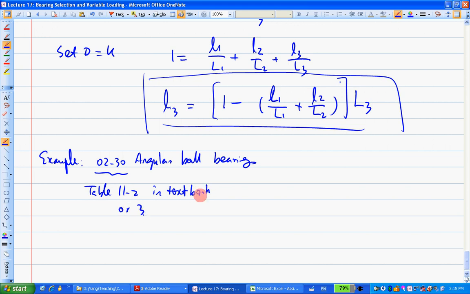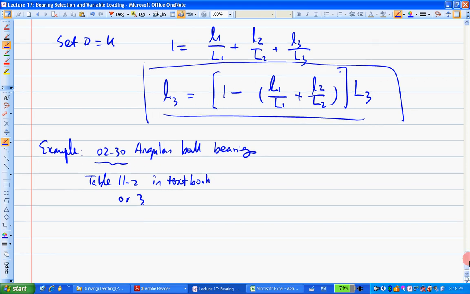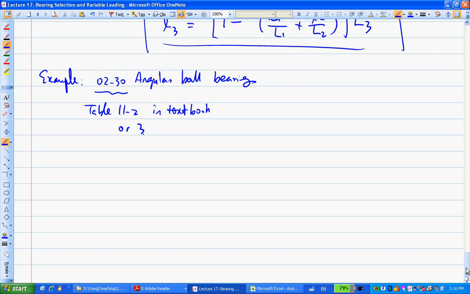So look at the table on the top. Find the corresponding information for 0, 2, 30 and for the ball there. So 30 is the 30 millimeter of the ball size. And we have F by one, which is called F1. F1 is 8 millimeters. And L1 is 20,000.